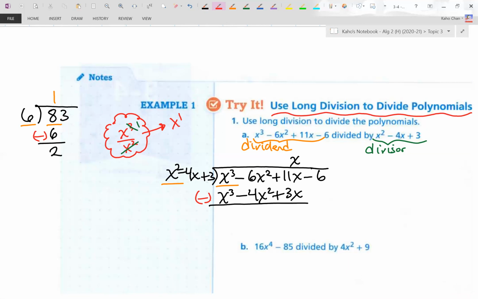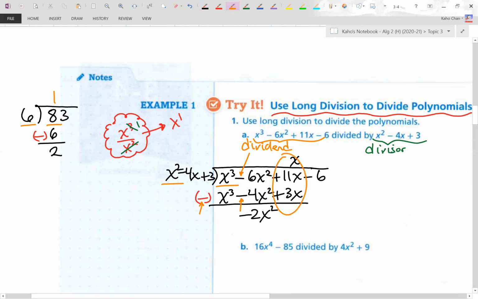Watch out for the x squares, though. Be very careful. We've got negative 6x squared minus a negative 4x squared. Now, the two negatives right there become a positive. So it becomes negative 6 plus 4. That'll give me negative 2x squared. Okay, great. I also have to subtract the third terms. We just did the first and the second already. We now need to do the 11x minus 3x column, okay? And as we know, 11 minus 3, of course, is 8x.